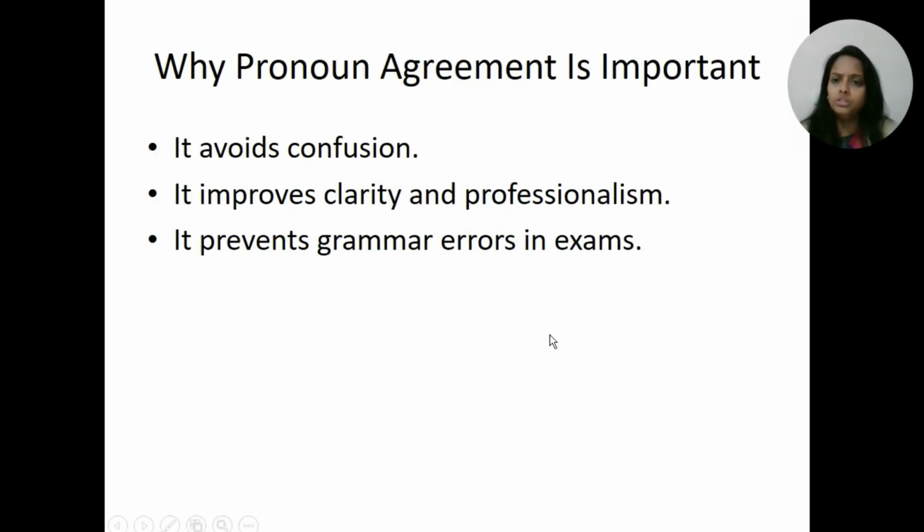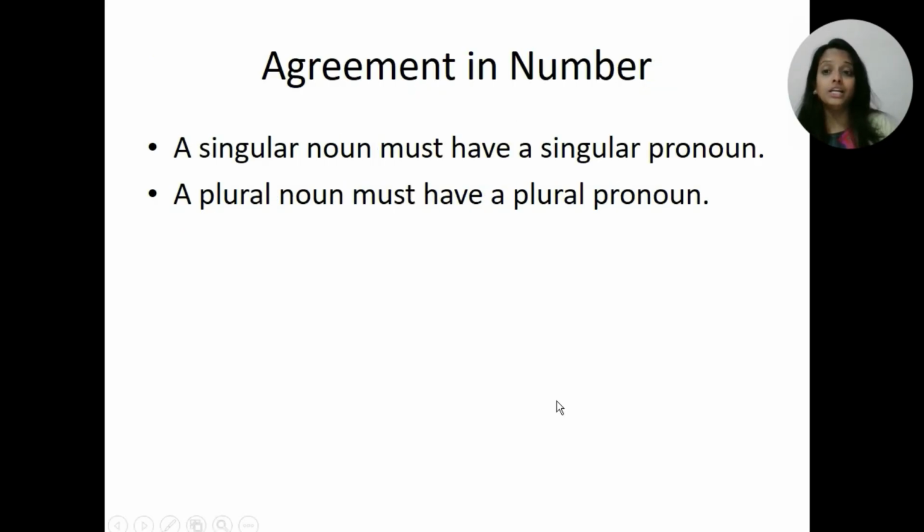Why should I know about pronoun agreement? Because it avoids confusion. It makes your writing very clear and professional. And furthermore, it prevents grammatical errors, which will lower your exam scores. And this one shows strong control over sentence structure. Incorrect pronoun agreement can make the reader stop and reread the sentence to understand who or what you are referring to. Got it?